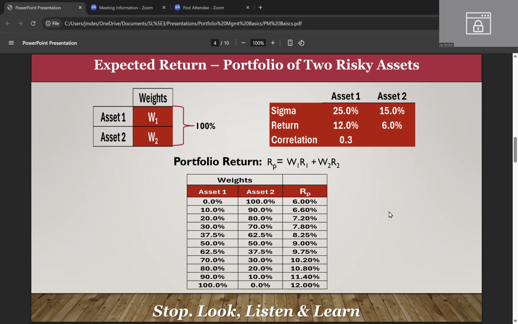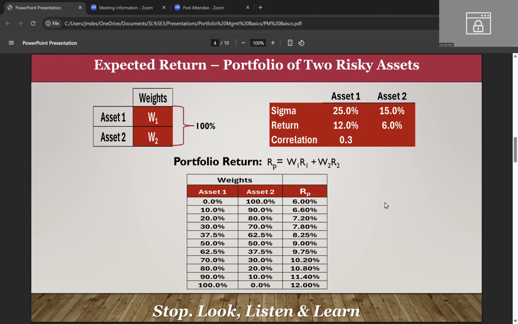Okay. So the first thing we want to do is look at the expected return of a portfolio. As we said earlier, the main goal of portfolio management is to maximize the amount of return. So something that's going to be important is figuring out how you compute the return of a portfolio.